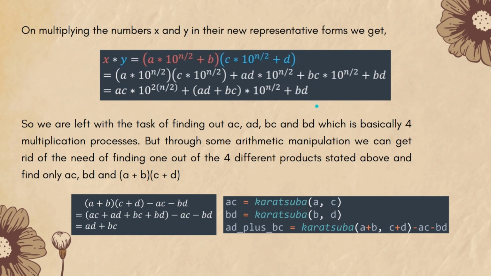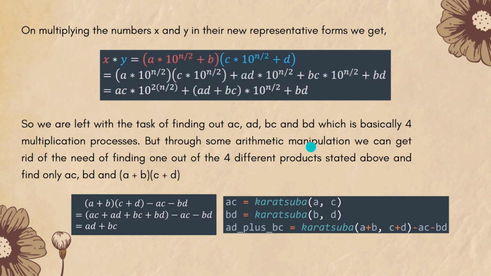On analyzing this answer, we have basically found a relation for the product of x and y, and we have displayed it in terms of A, B, C, D. And if you see carefully, there are four different multiplication procedures happening: one is A into C, second AD, BC, and BD. But the Karatsuba algorithm has something up its sleeve. It reduces the number of multiplication procedures by one, since it calculates AC and BD, but does not individually calculate AD and BC. Rather, it calculates AD plus BC together.